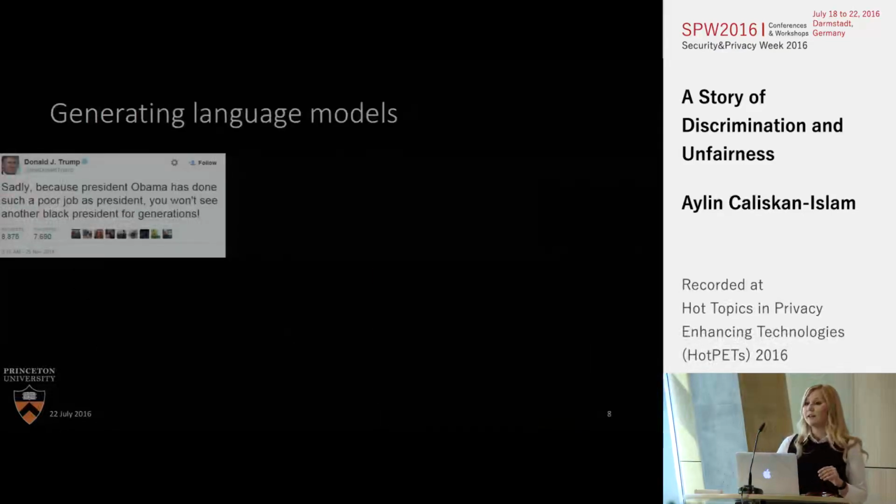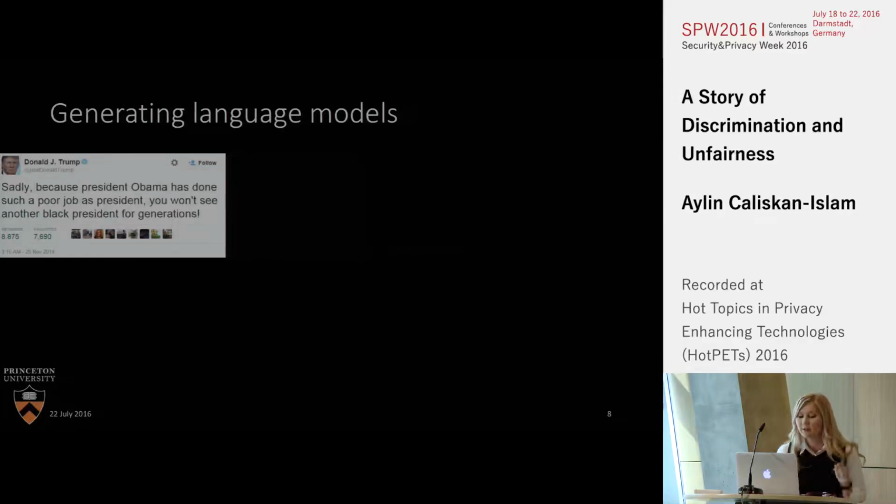And how do we generate these language models? First of all, we need to gather a lot of unstructured text. And we usually do that by scraping data from the internet, collecting data from all kinds of sources. And let's say that this is some of the text that will end up in our model.